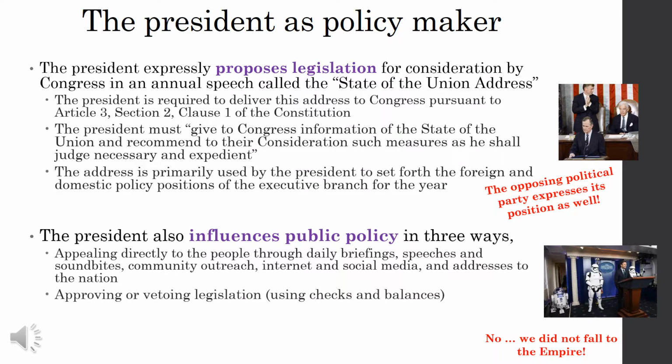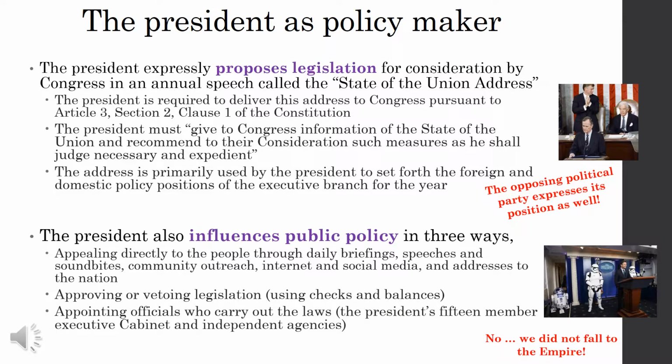The president also approves or vetoes legislation. We know that's a check and balance. And the president appoints officials who carry out the laws. The president's 15-member executive cabinet and the members of independent agencies are appointed by the president to carry out the laws, execute the laws, enforce the laws of the United States on behalf of the President of the United States. Go to the next slide.